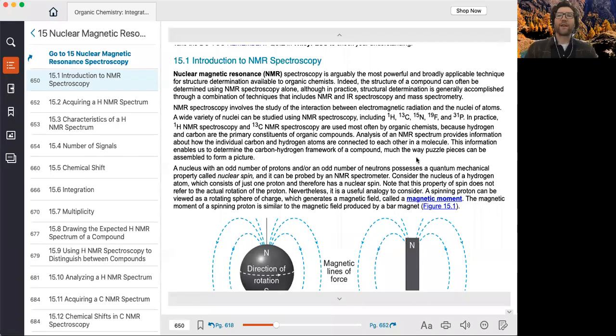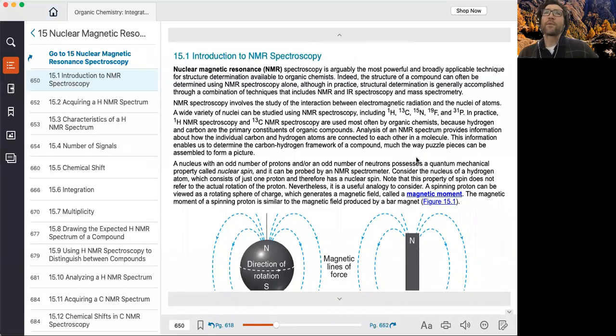This is Chapter 15, and welcome to Section 15.1, an Introduction to NMR Spectroscopy. In this chapter, you're going to learn about one of the most powerful analytical and structural determination tools that we have in organic chemistry, which is NMR spectroscopy. NMR spectroscopy is pretty neat because you can use the simple number of protons and/or neutrons in the nucleus to find out exactly where the atoms are connected in a molecule and what those atoms are connected to.